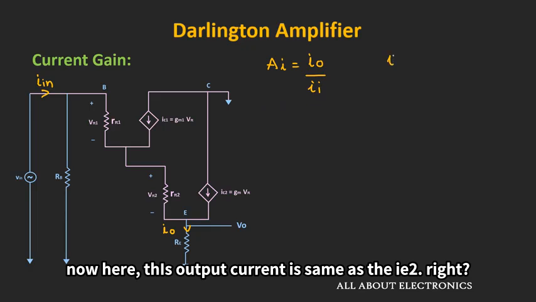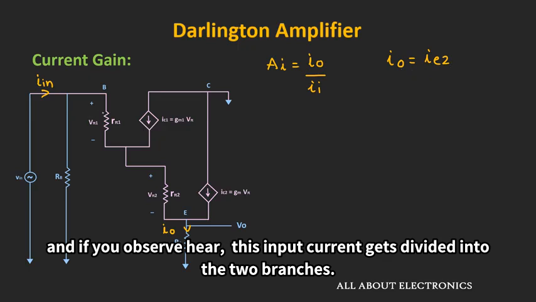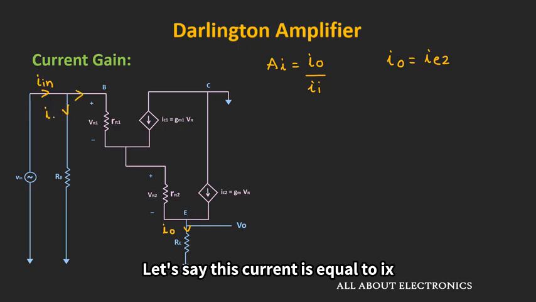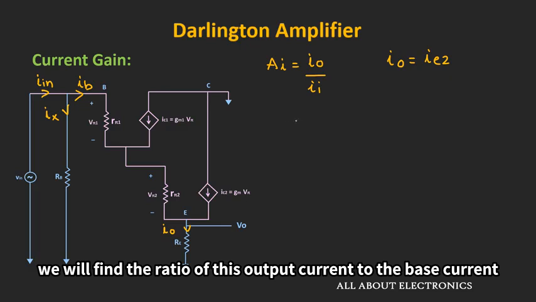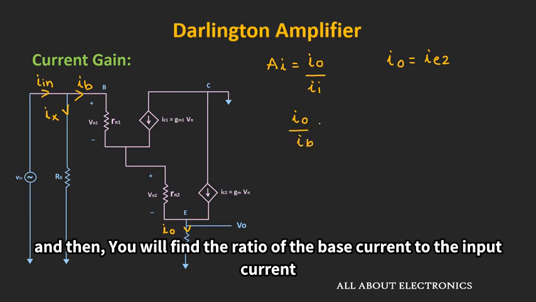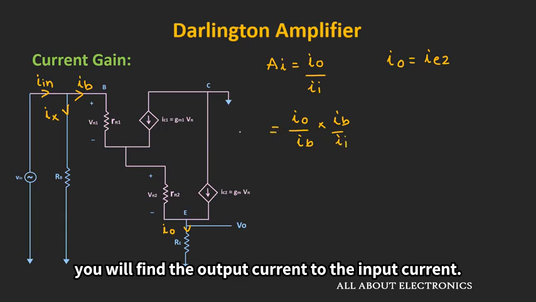Now here this output current is same as the IE2, right? And if you observe over here, this input current gets divided into the two branches. Let's say this current is equal to Ix and this current is the base current. So here to find the current gain, first of all, we will find the ratio of this output current to the base current, and then we will find the ratio of the base current to the input current. So in this way, we will find the output current to the input current.